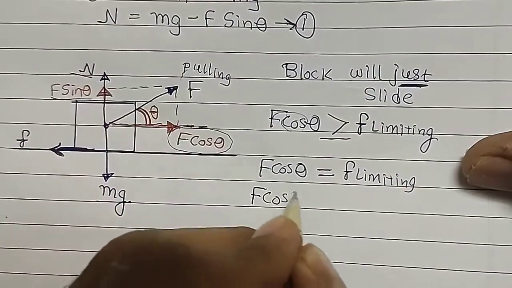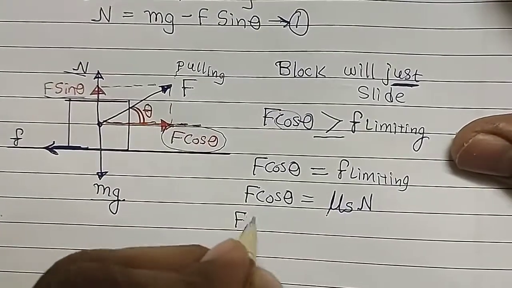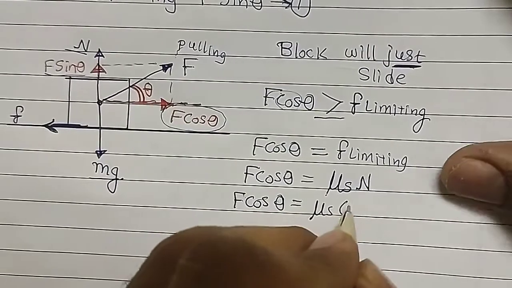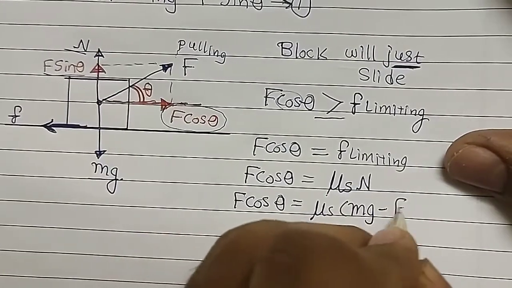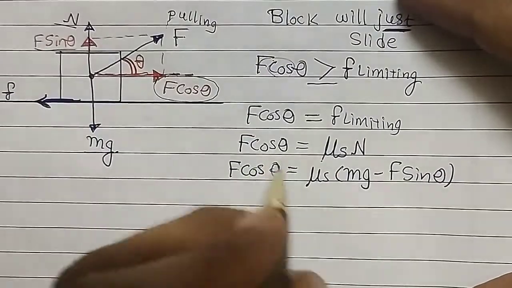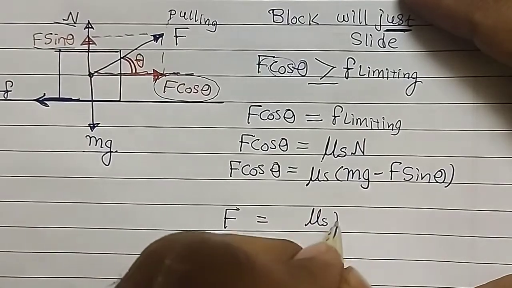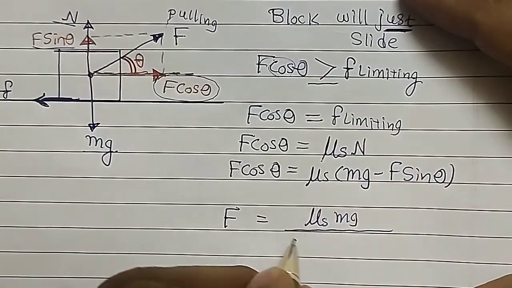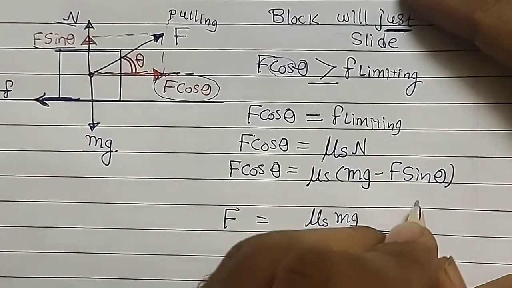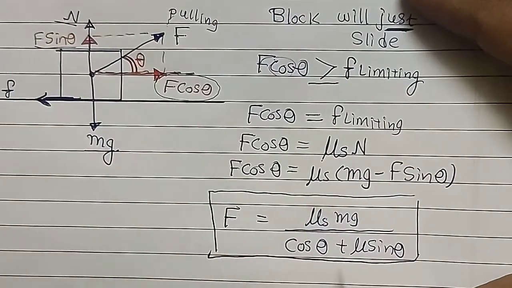Okay. So F cos theta, all of you know that limiting friction is mu s into normal reaction. Okay. I hope you are clear with the theory of the friction. So mu s, here you put the value of normal reaction. It was mg minus F sin theta, isn't it? So when you solve this, you can get a value of F. F you can easily get. It will be mu s mg divided by cos theta plus mu sin theta. This is the value of minimum force which you need to apply.